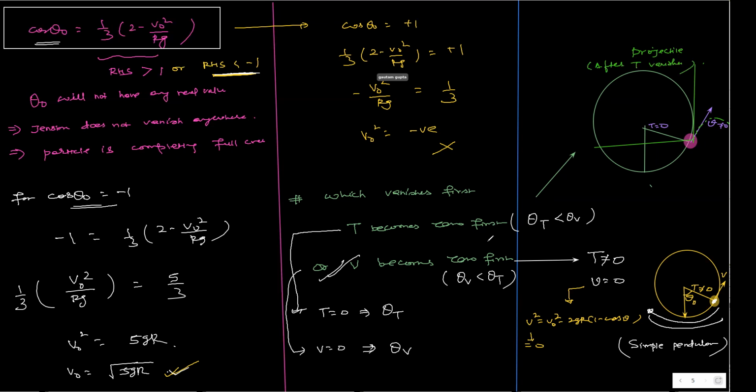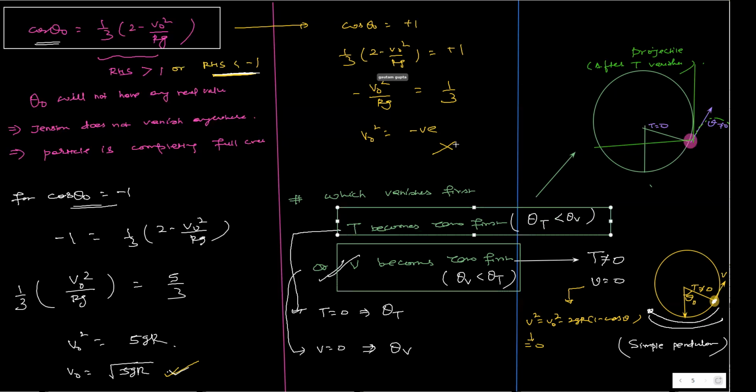So in one case V becomes 0 first, and in the other case T becomes 0 first. If T becomes 0 first, the motion will be free fall after tension vanishes. And if V becomes 0 first, then the motion will be a simple pendulum motion like this. Is that clear? Any doubt? No. Okay, so this is the whole theory about motion in a vertical circle. Let me summarize this in the next slide.